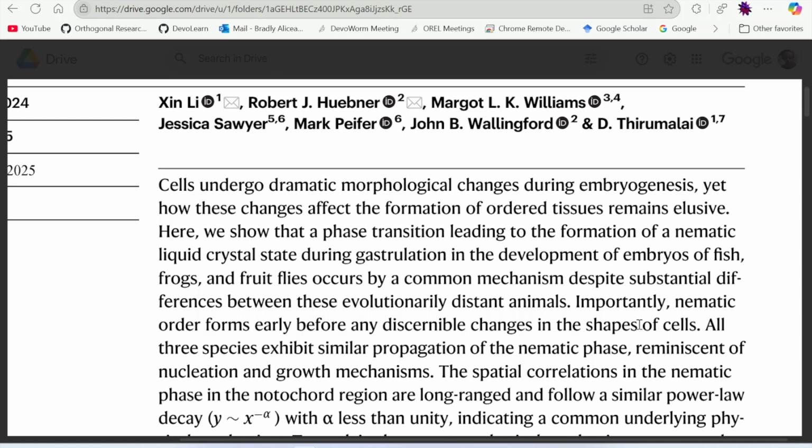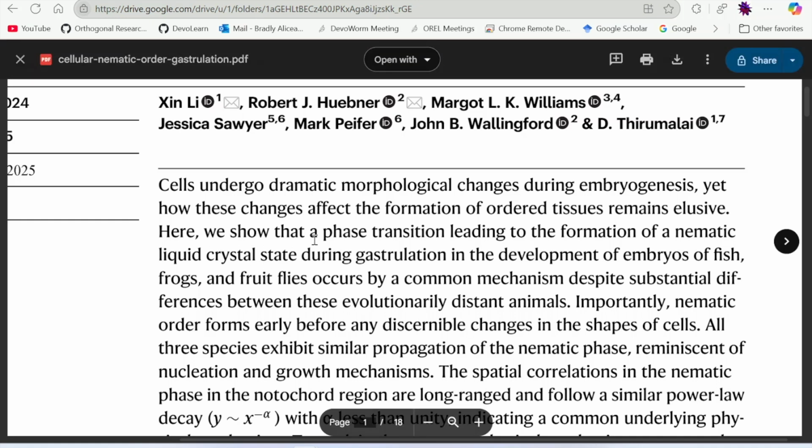So the abstract reads, cells undergo dramatic morphological changes during embryogenesis, and how these changes affect the formation of ordered tissues remains elusive. Remember, in this case, we're talking about individual cells forming a tissue, but they're orienting themselves in different ways. So you might be forming skin cells, or you might be forming heart muscle cells and things like that. The orientation of the cells is important in that sense.